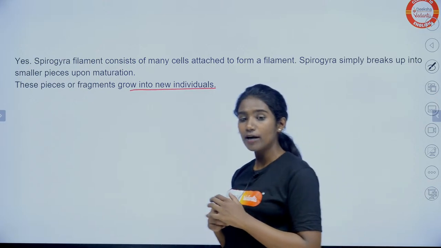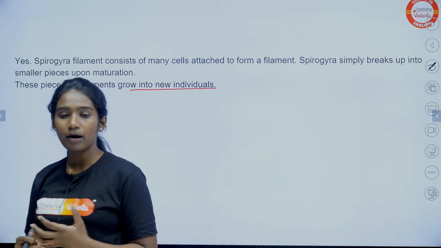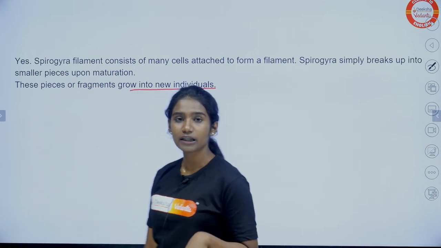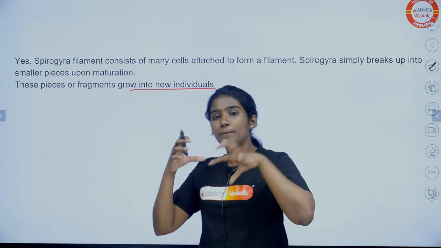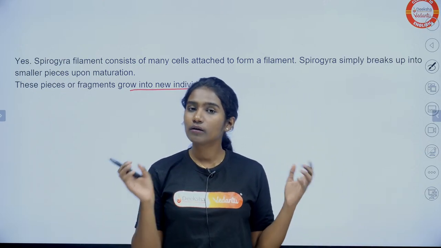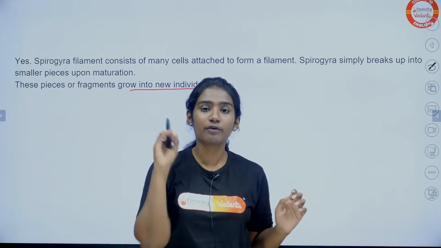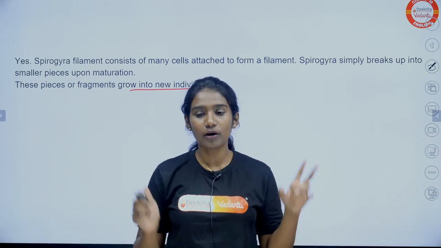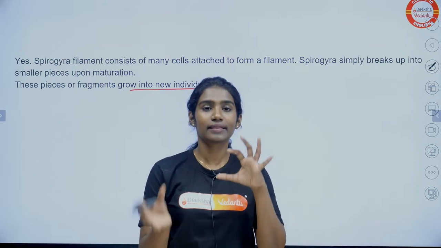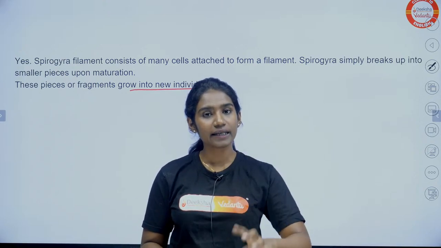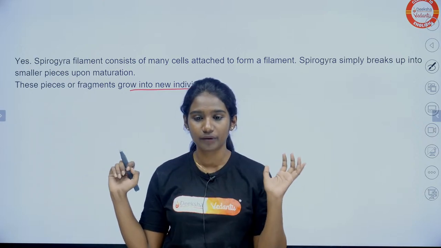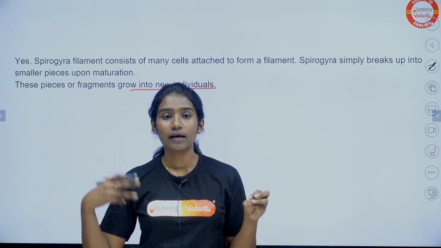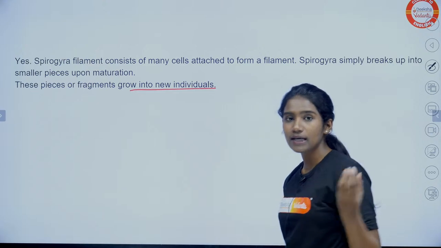One more thing, students, I know most of them get confused between fragmentation and regeneration. In fragmentation, the parent body splits into two or three fragments and each fragment will develop into a new individual. Whereas in regeneration, the parent body is cut into pieces, and that piece has the capacity to develop into a functional individual. It happens in an emergency situation.